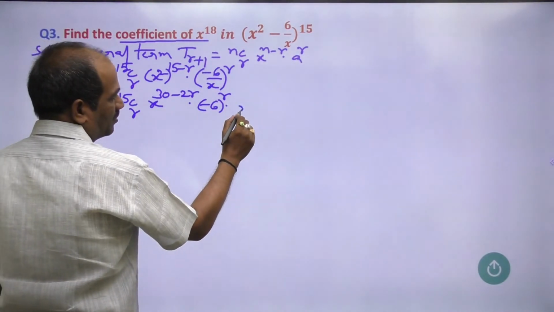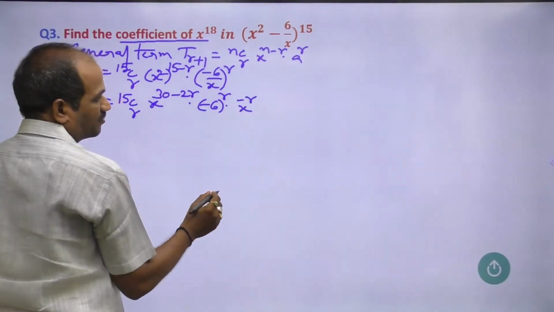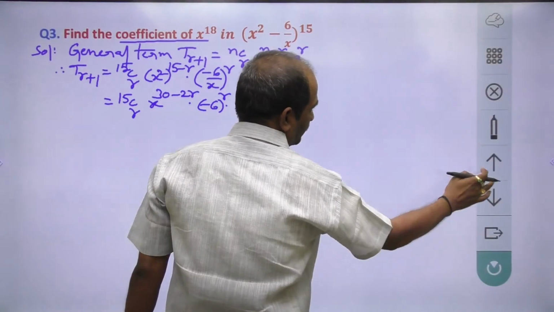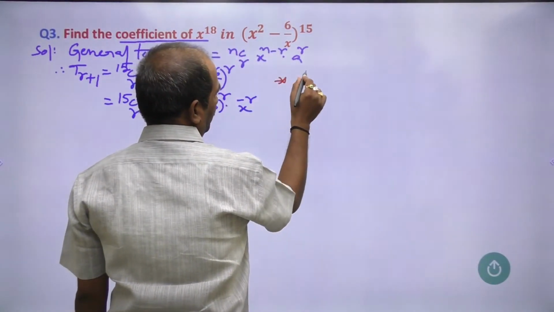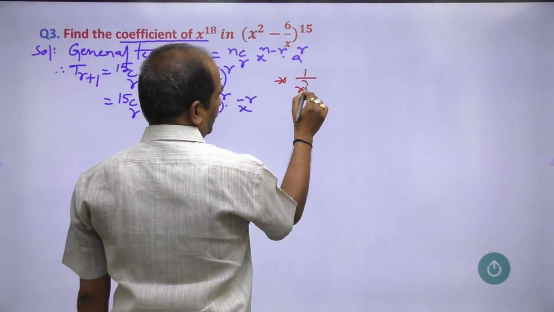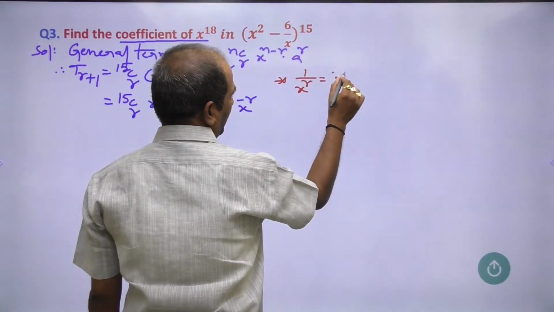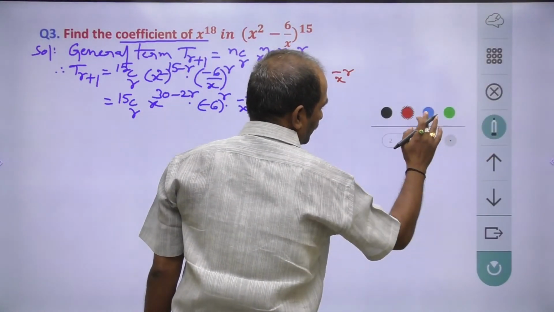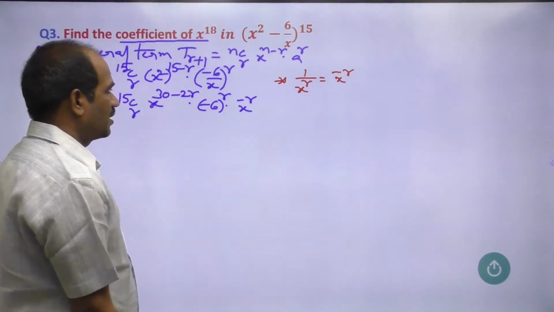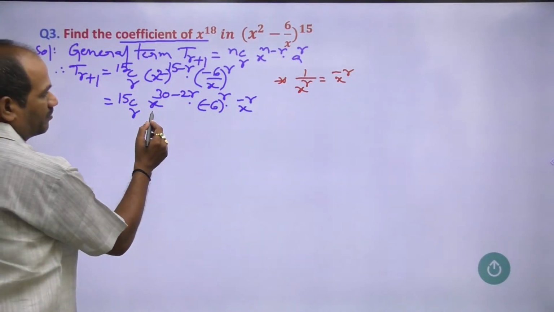1 by x^r is equal to x^(−r). Okay, see here, 1 by x^r is equal to x^(−r). Right. See here next, here the bases are equal.